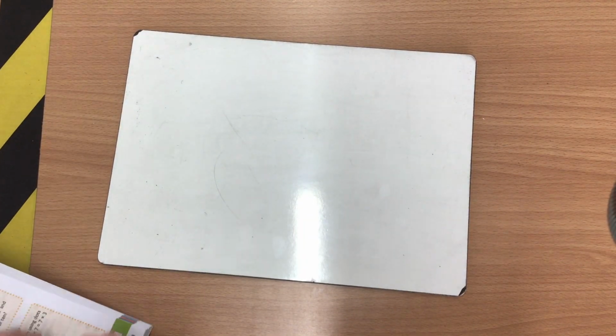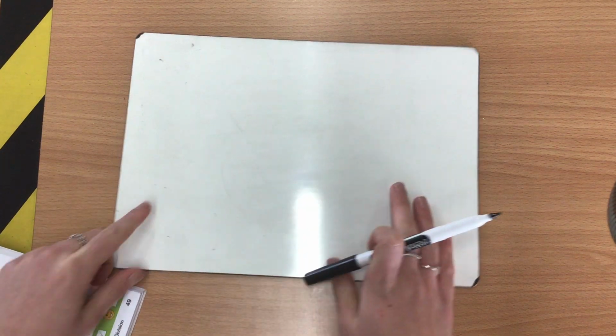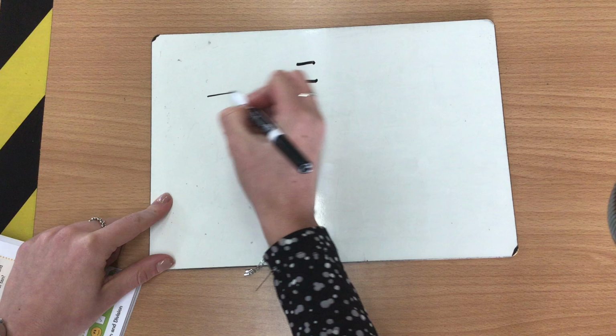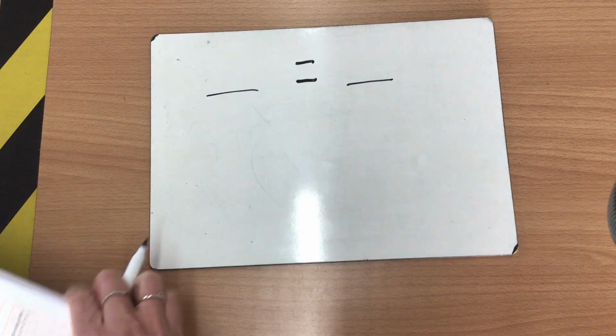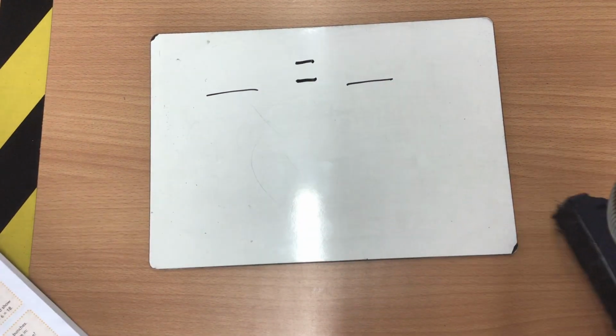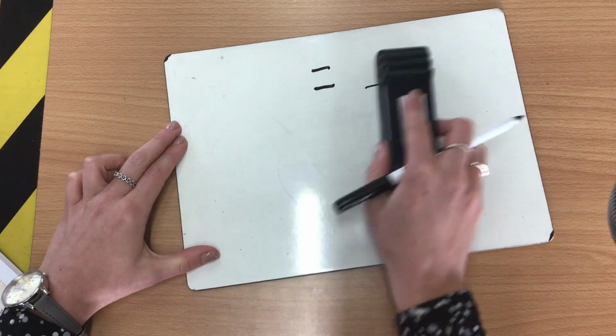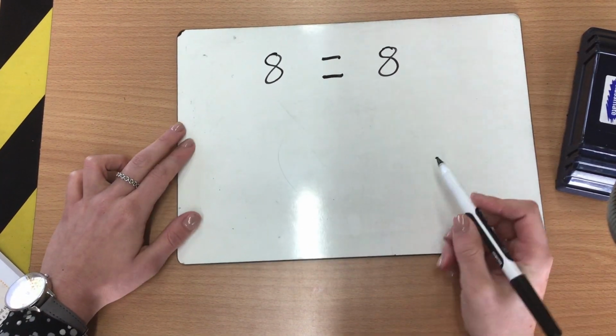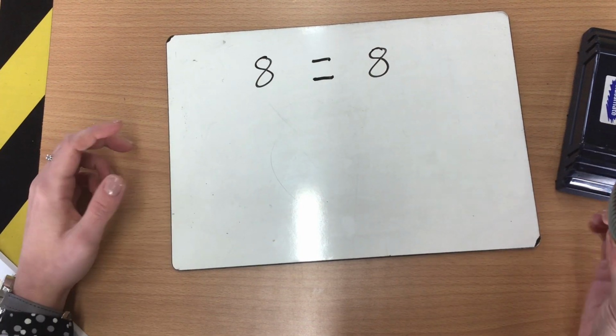So to start with, we're just going to talk about what that equals sign means and how we use it. So when we've got our equals sign, that means that both sides of the calculation are balanced. They both equal the same. So for example, if we had 8 on both sides, that's a balanced equation. That equals means that it's balanced.